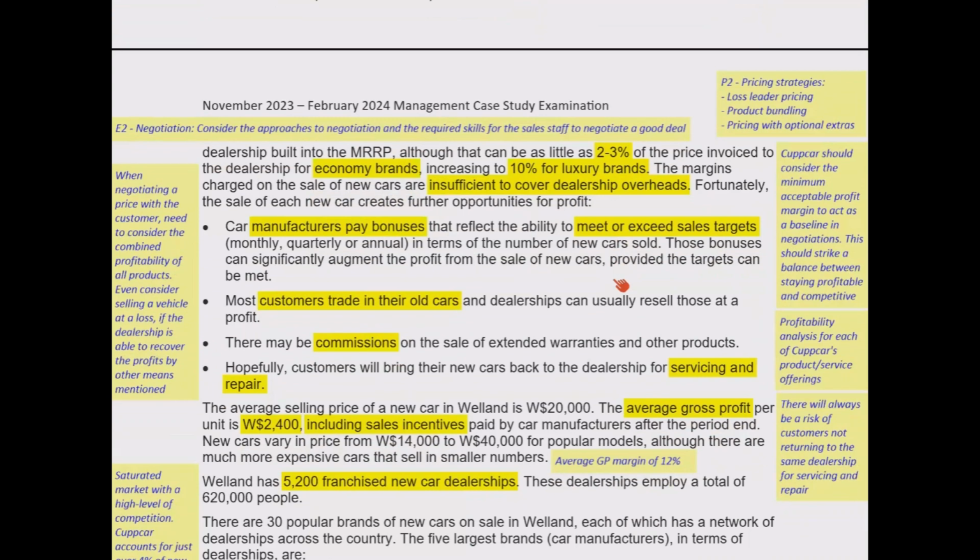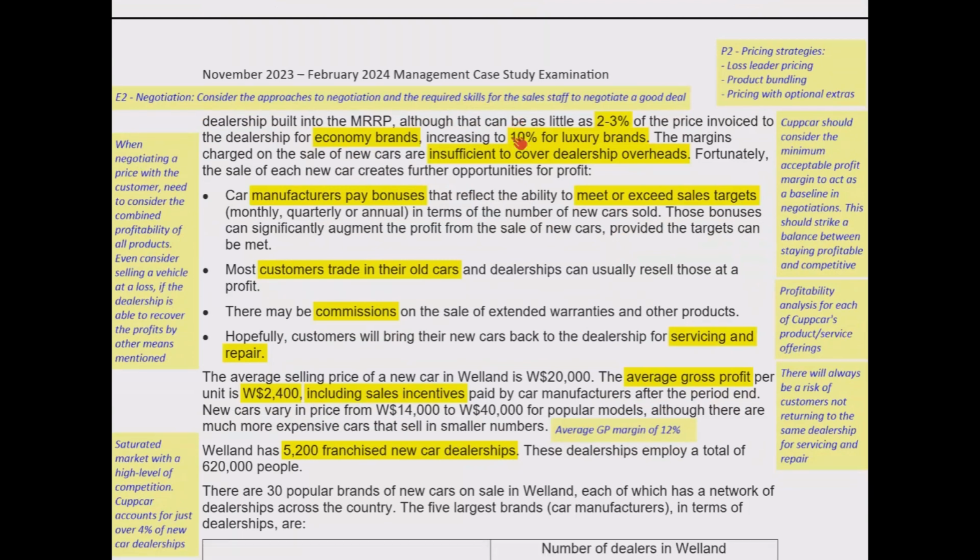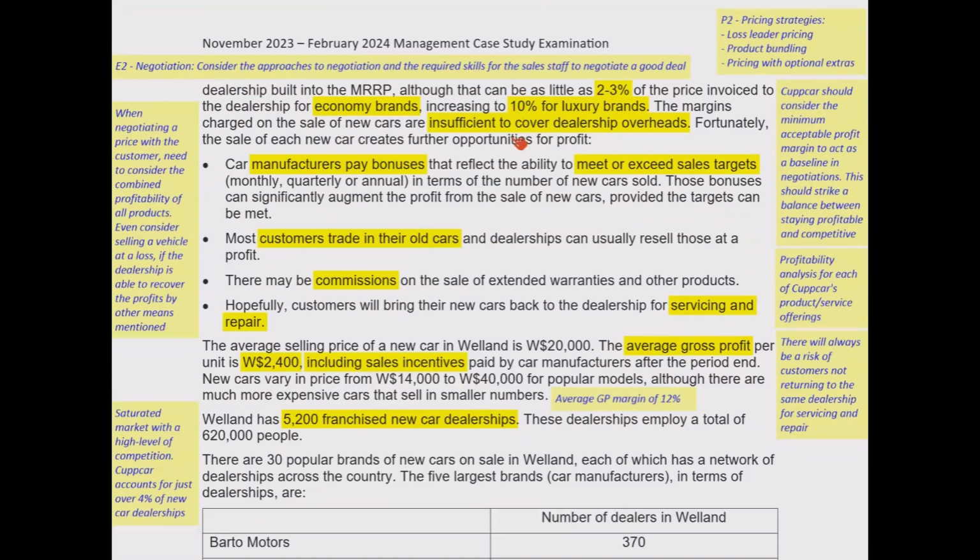Now, also we need, of course, to think about negotiation too. The sales team are going to have to negotiate the selling price of a car. So going back to thinking about what would be those skills needed for good negotiation with a customer is another really important aspect of E2 to consider, which could be tested in the exam.